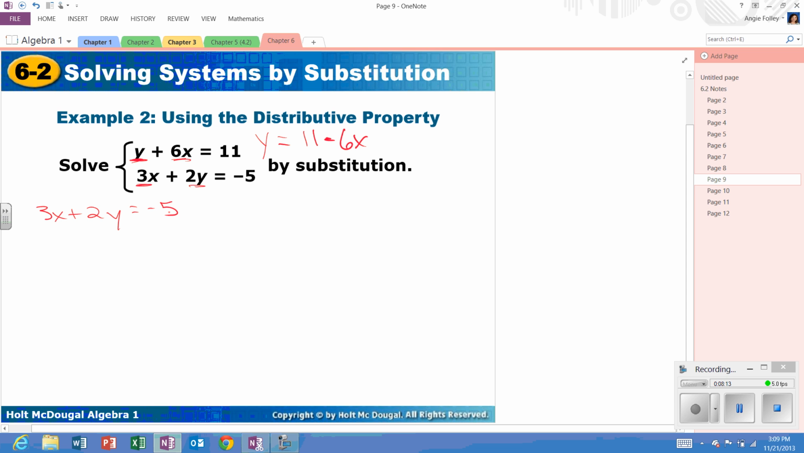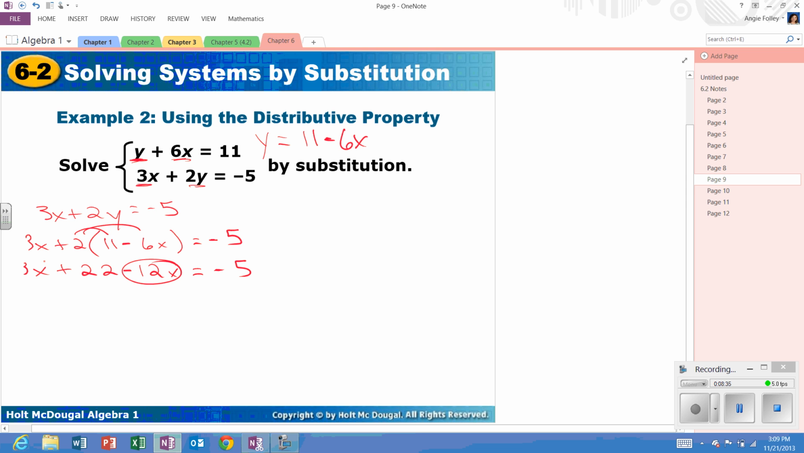I can plug y equals 11 minus 6x, I can plug that into y. But I need to put it in parentheses. 2 times 11 minus 6x equals -5. Now I distribute that 2 to everything. So I get 22 minus 12x equals -5.